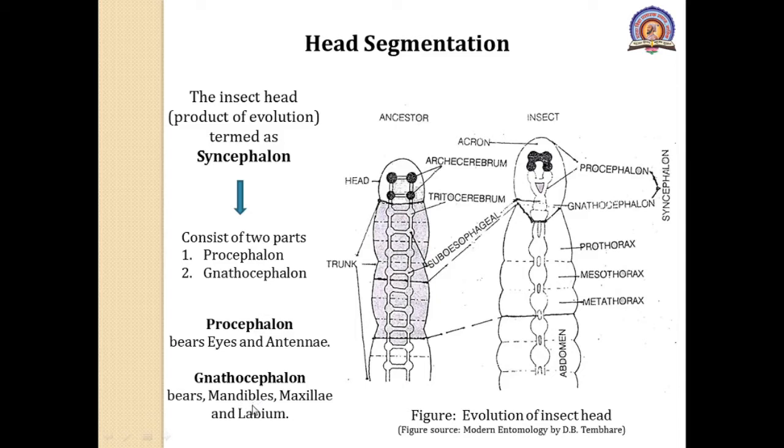Gnathocephalon represents the post-oral region of the head. Post-oral in the sense, it lies after the mouth opening, and it bears three paired structures: a pair of mandibles, a pair of maxillae, and a single labium, which is fused into the median region. The gnathocephalon seems to be an absolutely arthropodal structure.